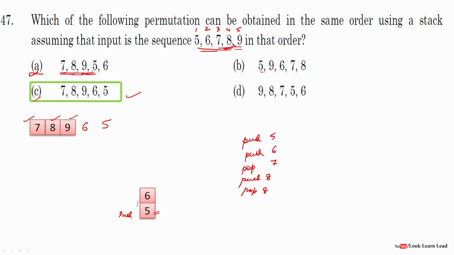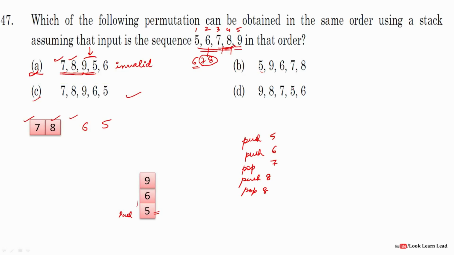9 and 5 are not consecutive numbers, but the index is decreasing. 9's index is 5 and 5's index is 1. So the index is decreasing between 9 and 5. Between 9 and 5 we have three numbers: 6, 7 and 8 are present between 9 and 5. This is how we have to check. 7 and 8 have already come, but 6 hasn't come. So this is invalid. So this is how we can check.